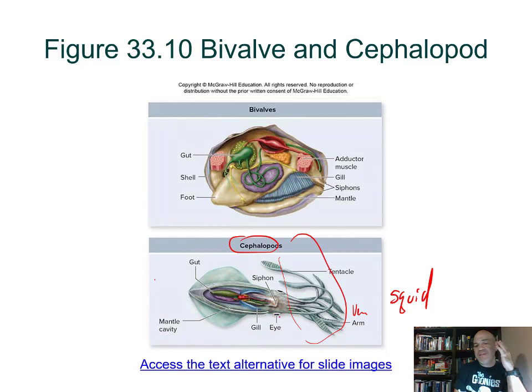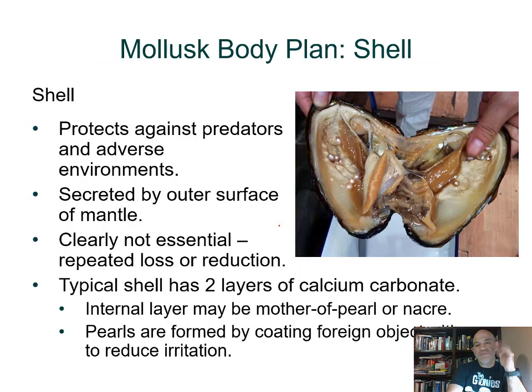And the cephalopods here have really good vision. They're active predators, and they can move swiftly. And many of them have either a reduced shell or no shell at all. So the shell itself, if they do have it, is to protect against predators and tough environments. They secrete it from the mantle, and it may not be essential in many cases, because we see in several groups it's been lost, like in the gastropods, the snails, their cousins, the slugs, which is a snail without a shell.